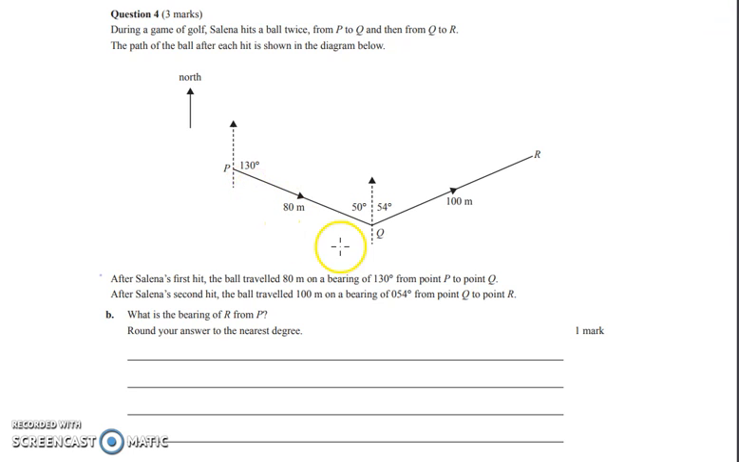Selena's first hit, the ball travels 80 metres on a bearing of 130 degrees, and then the second ball is hit 100 metres on a bearing of 54 degrees. I'm just going to place in here the answer from question A. Question A was to calculate the distance between point P and R. This distance was 142 metres.